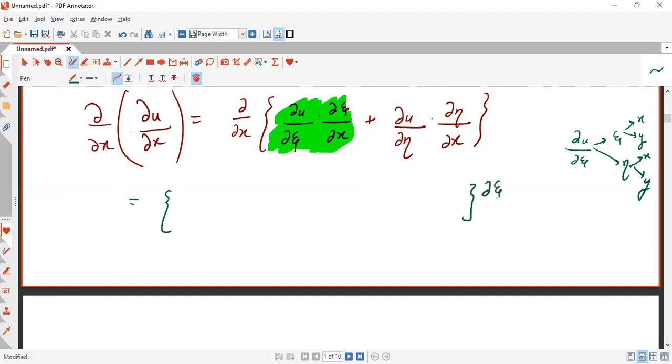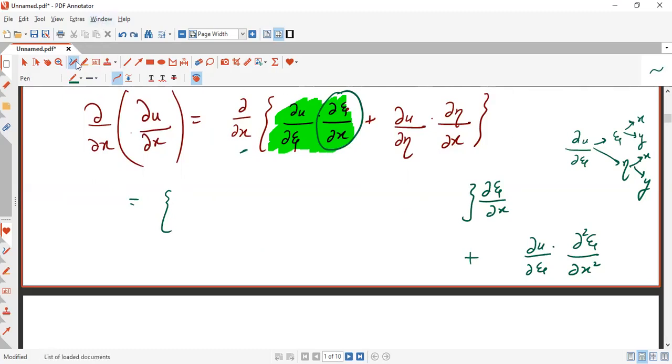First, del z by del x I kept as such. Then if you differentiate this del z by del x with respect to x, it will become what? Del square z by del x square, and the first one, which is del u upon del z, will remain as such. Okay. Now what will come on differentiating del u by del z?